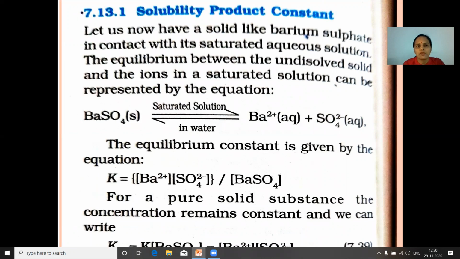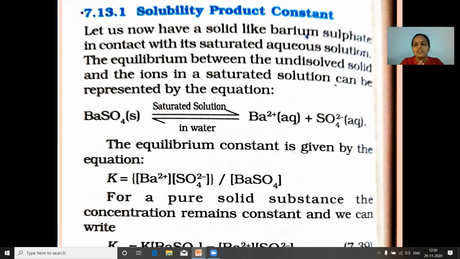So for solids like barium sulfate, when it comes in contact with a saturated aqueous solution, the equilibrium between the undissolved solid and the ions in a saturated solution is represented by the equation: BaSO4 (saturated solution) gives Ba2+ plus SO4 2-, and the equilibrium constant is given by K equals the molar concentration of Ba2+ times the molar concentration of sulfate ion upon the molar concentration of barium sulfate.